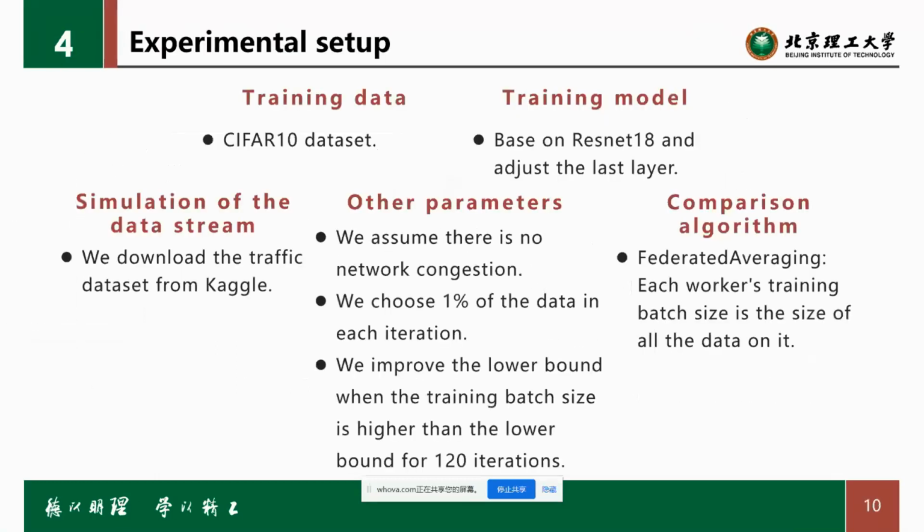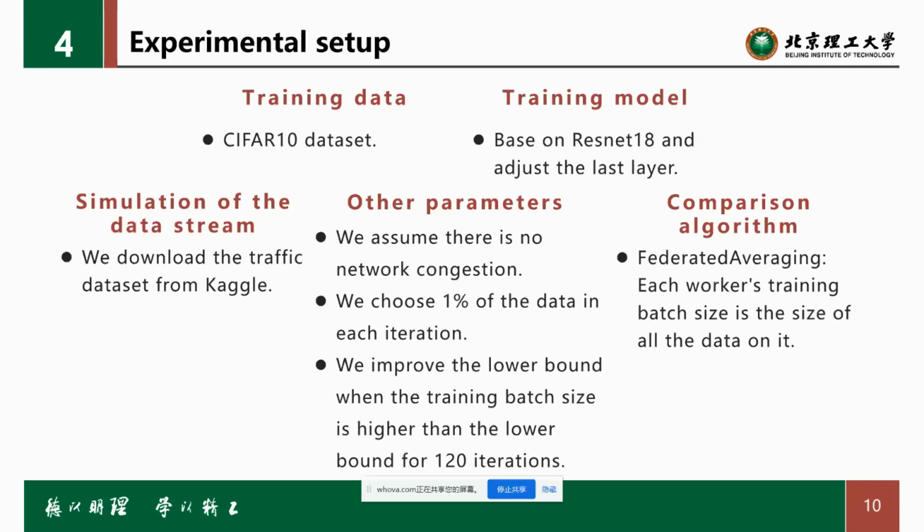We test our method on an image classification task. We use the CIFAR10 dataset and the ResNet18 model. To simulate the data stream, we download a series of files from Cargo. It consists of 36 files. In each file, there are a series of traffic counts. We use the traffic counts as the number of data received by the corresponding worker.